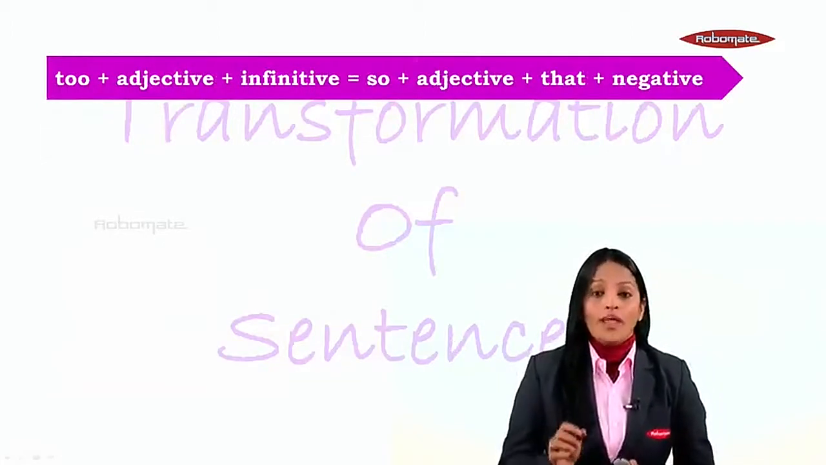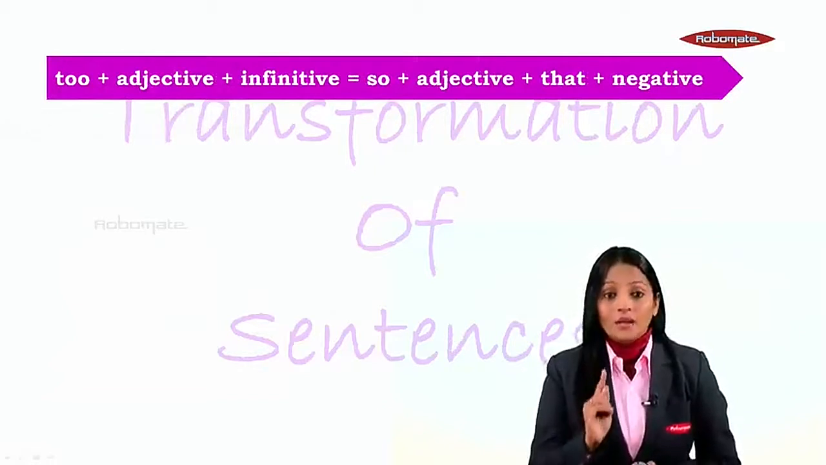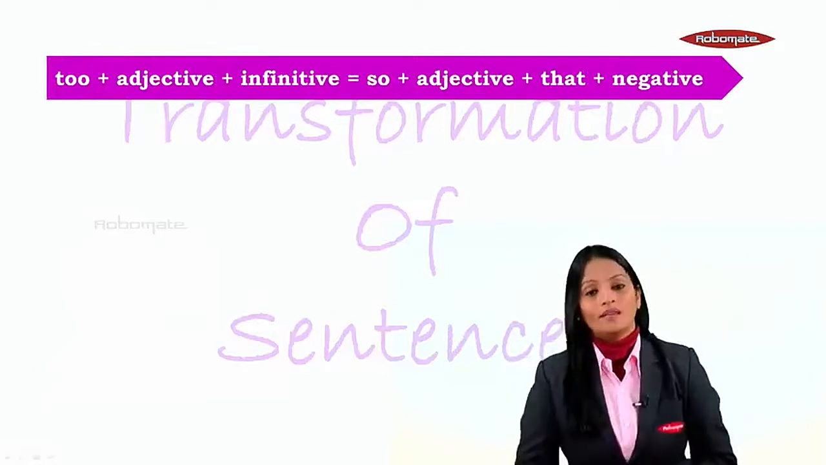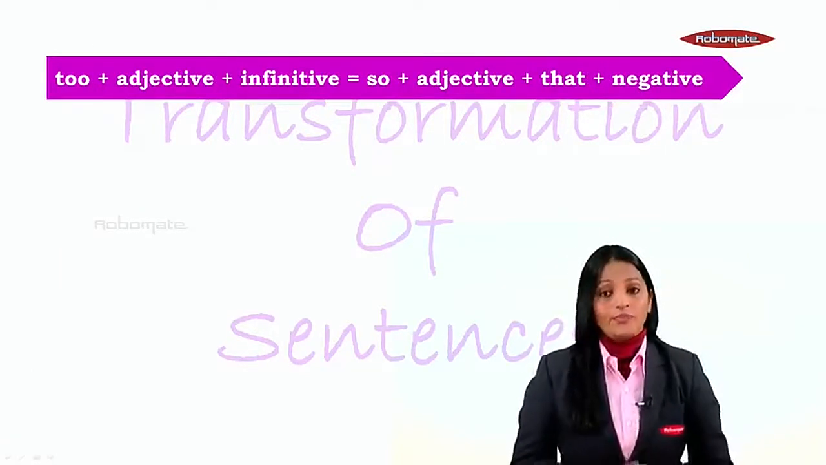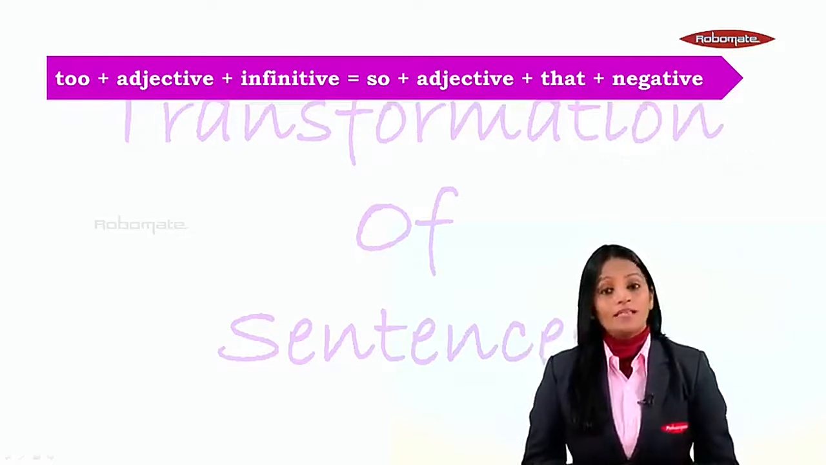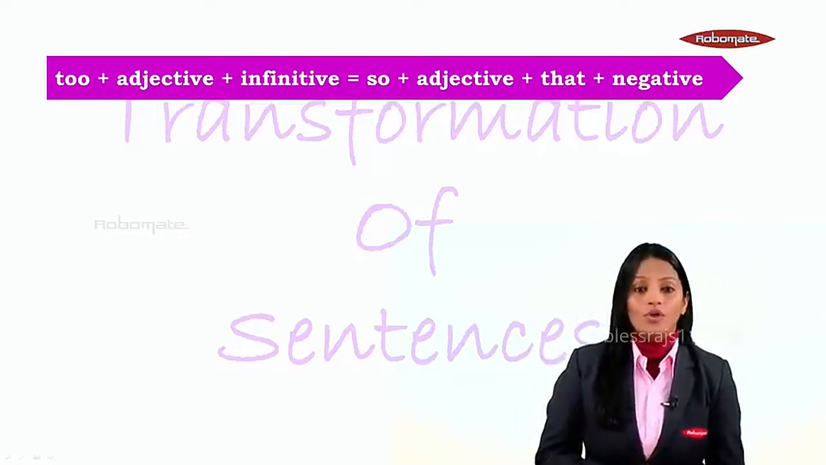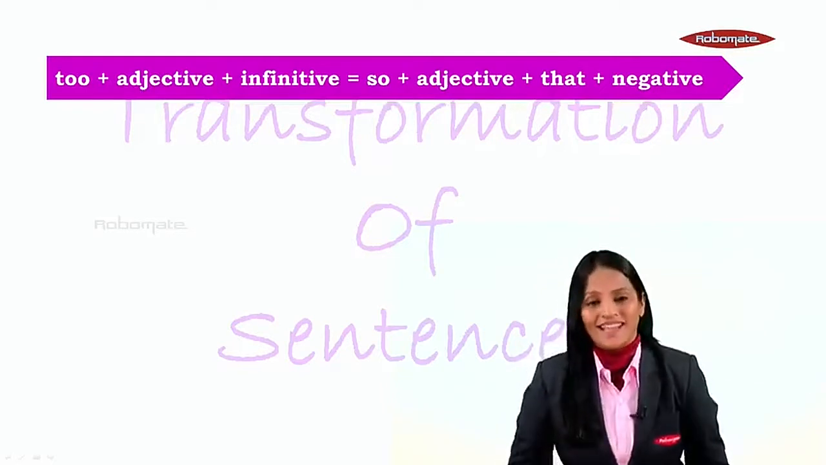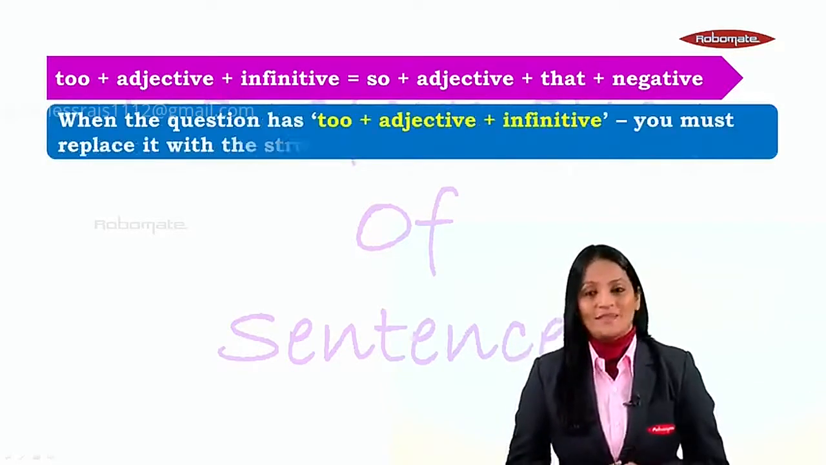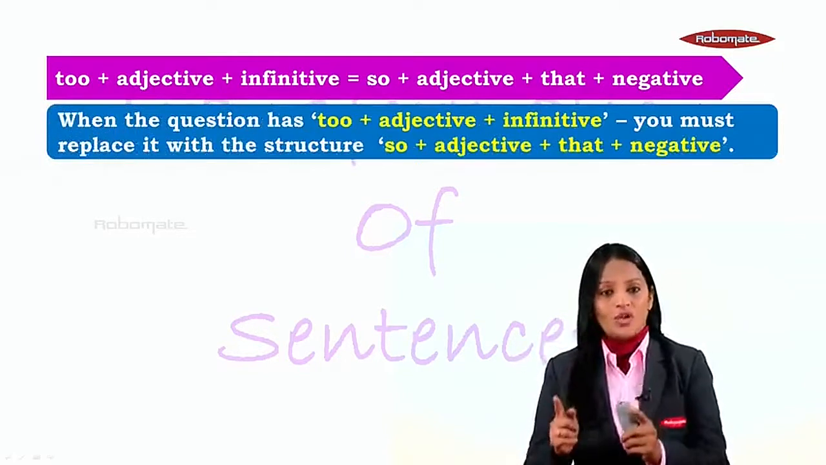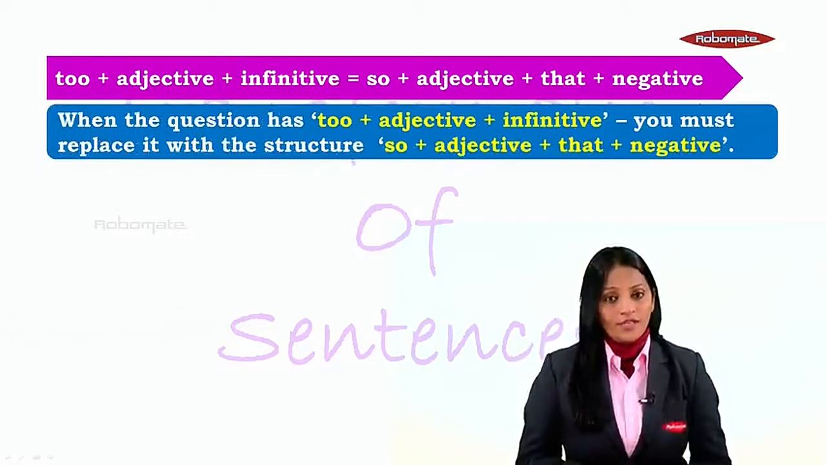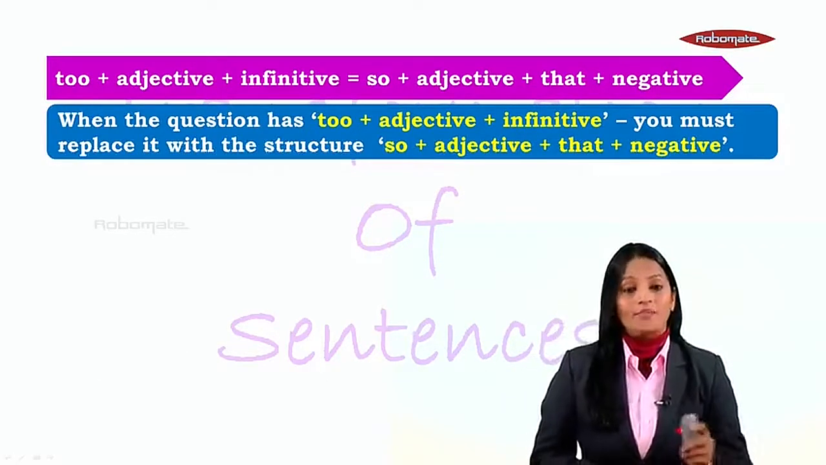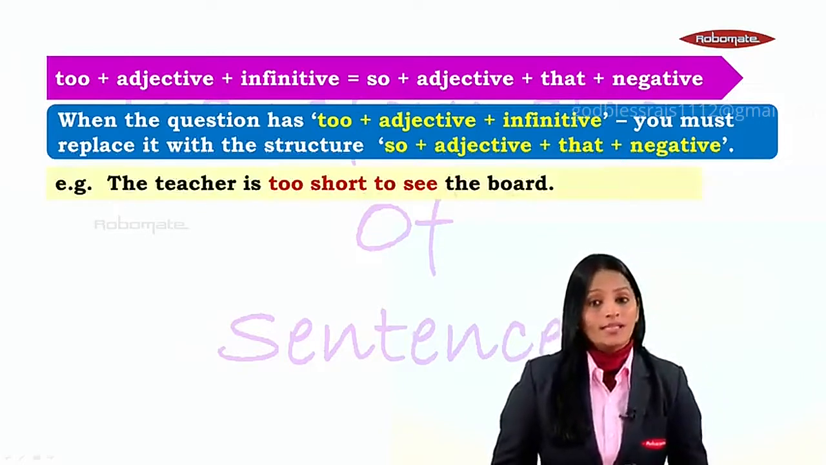Now students, whenever the "too" is not alone, it comes with some other words or some other formation, we have to use another method. Look at the one given to you there. Too plus adjective plus infinitive will be equal to so plus adjective plus that plus negative. Oh, an equation again. Students, let's see this. When the question has this structure, too plus adjective plus infinitive, you must replace it with the structure so plus adjective plus that plus negative.